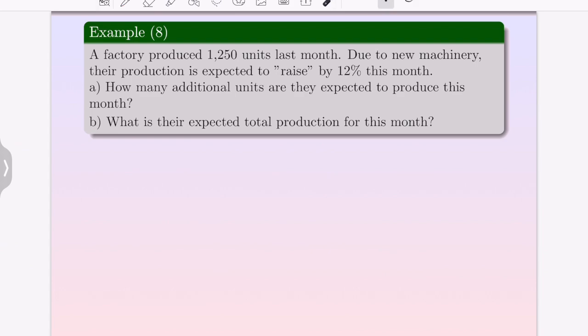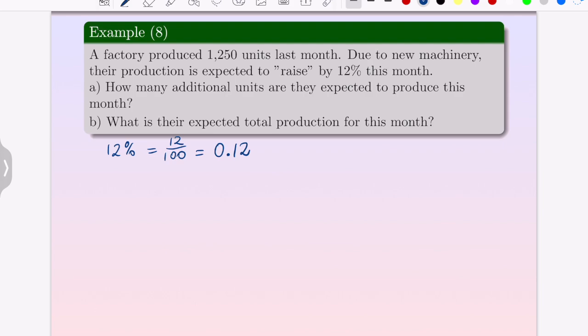Example 8, a factory produced 1,250 units last month. Due to new machinery, their production is expected to rise by 12% this month. How many additional units are they expected to produce, and what their expected total production would be this month? So as before, we're gonna change percentage into decimal. That's always my first step. So 12% is 12 out of 100. So this is 0.12.